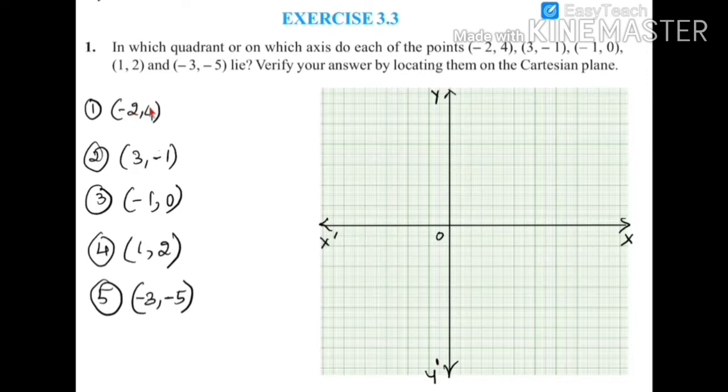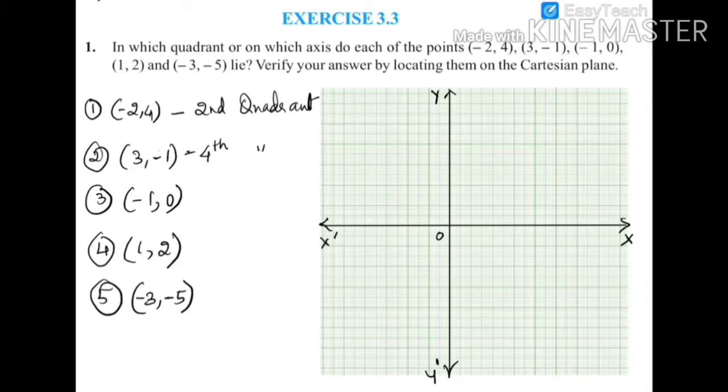X coordinate is negative and y coordinate is positive. So we will need negative x-axis and positive y-axis. So this means this point lies in the second quadrant. Look at the coordinates of the second point. The x coordinate is positive and the y coordinate is negative. So we will need a positive x-axis and a negative y-axis. So a positive x-axis and a negative y-axis makes fourth quadrant.